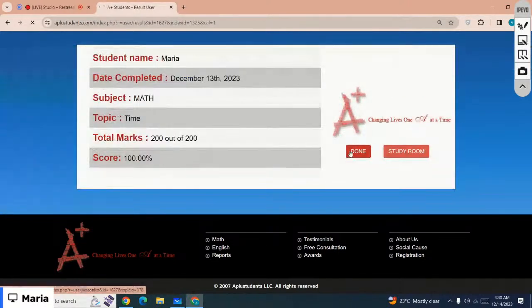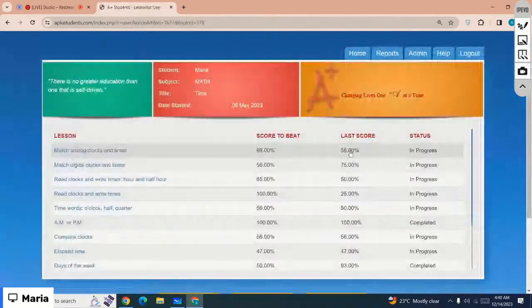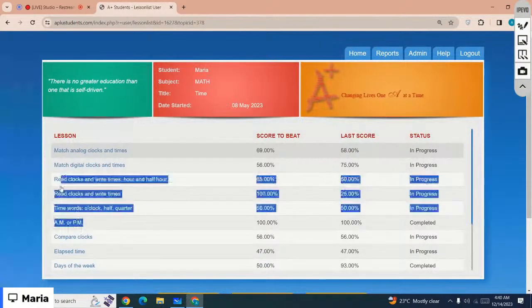So we're working on grade 2 maths. The chapter we're working on is time. The lessons we have covered are: read clocks and write time, hour and half hour; read clocks and write times; time words, o'clock, half and quarter; AM or PM.